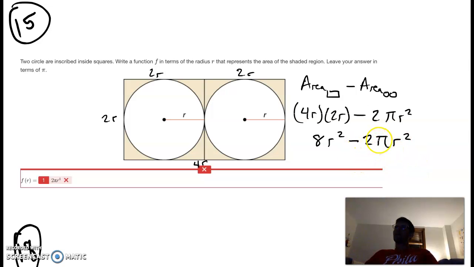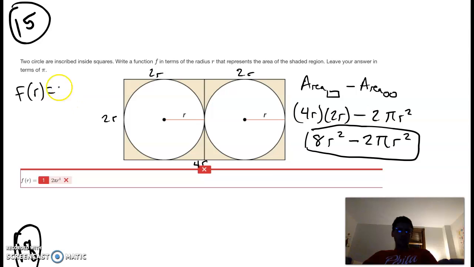So I think we could leave this as is as my answer. It says leave your answer in terms of pi. So this could be my function. Write a function f, it says. So it'll be f of r equals 8r squared minus 2 pi r squared. Nice.